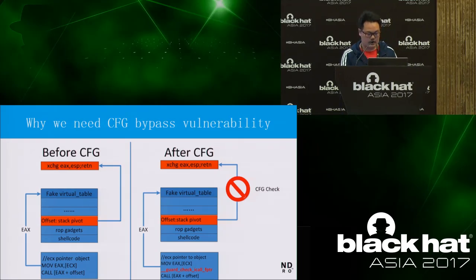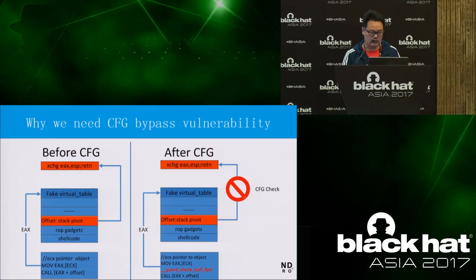The right picture is the situation when CFG is introduced in Windows 10. When the call instruction runs, it will first call the CFG check to check whether the stack pivot address is CFG valid. Because the stack pivot address is not the beginning address of a function, the CFG check will fail. Then it will prevent our shellcode from running. Even if you have an arbitrary read-write vulnerability, you also need to find a vulnerability to bypass CFG to execute your shellcode. So a CFG bypass vulnerability is very important to your exploit.